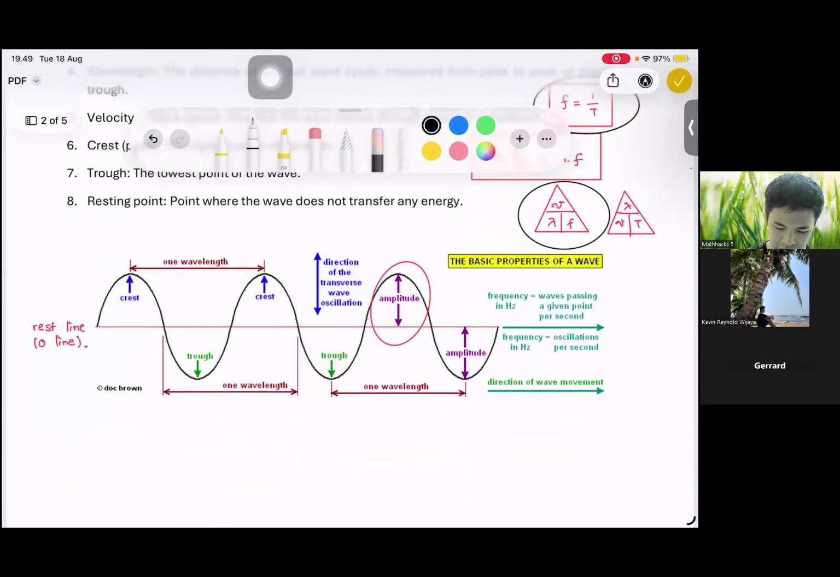Oh, here I forgot to explain the graph, the illustration. Let me arrange the words. In a wave, we have the term one wave, or one cycle. One cycle in the transversal wave is defined as one crest and one trough.